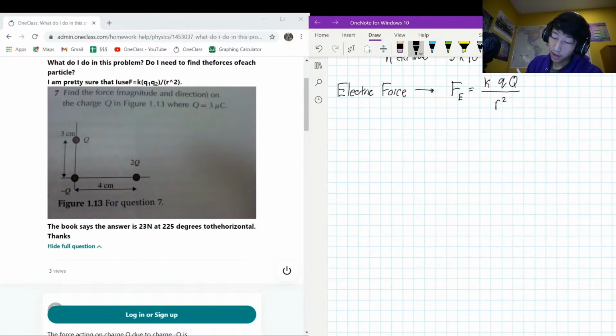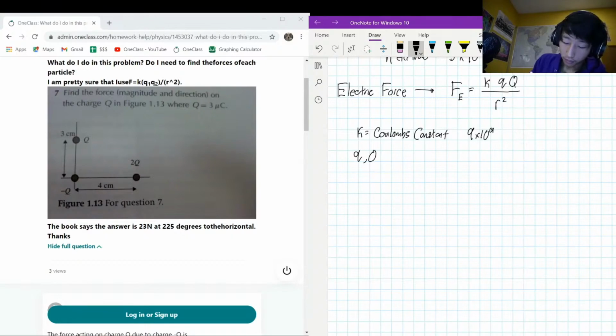So this is where K is Coulomb's constant, 9 times 10 to the 9, nice and easy to remember, multiplied by, and the Q values are charges, and the R is the distance between charges.